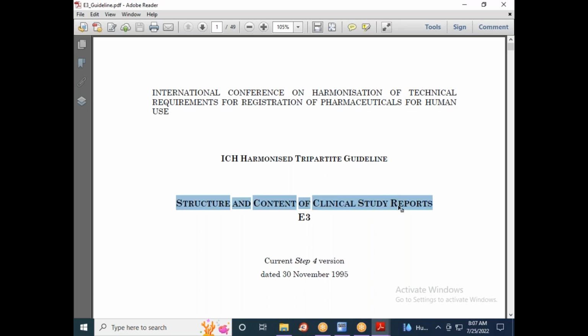Whatever clinical trial data we analyze, all that data you have to present to regulatory authorities as a report. That report we call CSR, clinical study report. So in this report, what information we have to present to regulatory authorities will be presented here. So you will have a guidance related to that document.